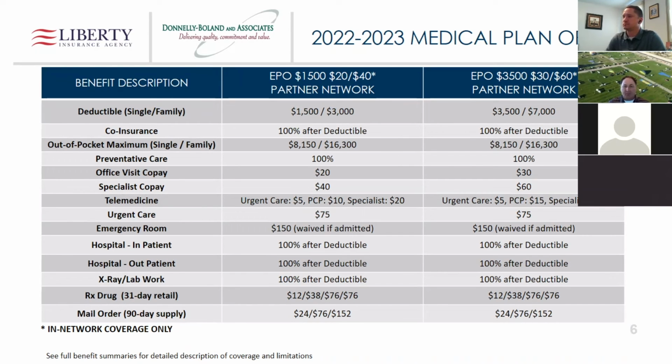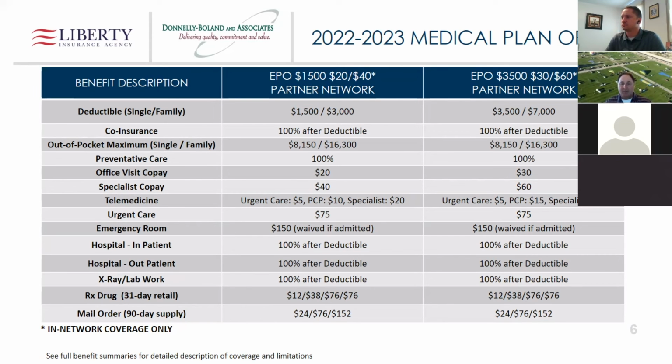Your urgent care through telemedicine, this is your anywhere care. Urgent care is $5, a PCP is $10, specialist is $20. Urgent care is $75 on both plans. Emergency room is $150 on both plans. It's waived if you're admitted. Hospital inpatient, outpatient, X-ray, lab work, all covered 100% after deductible.